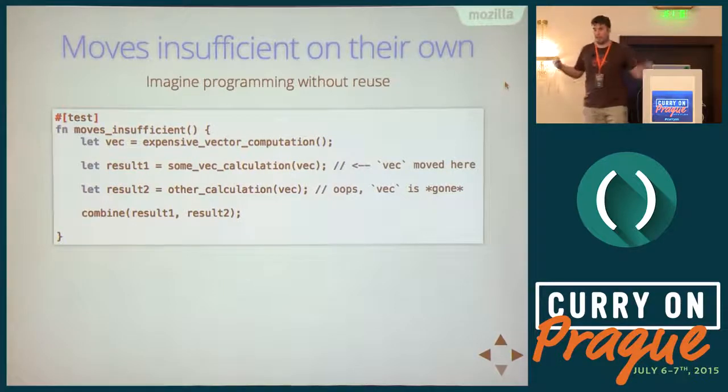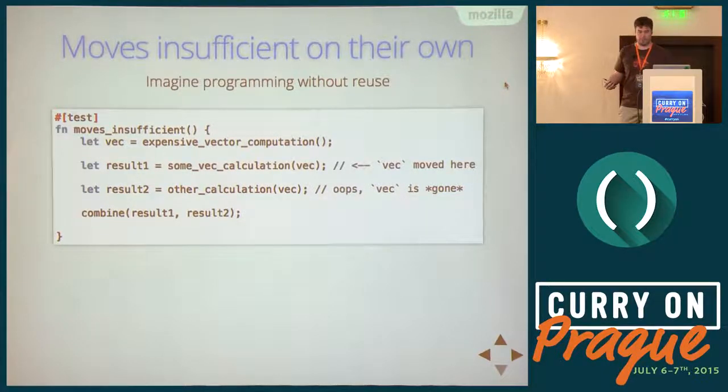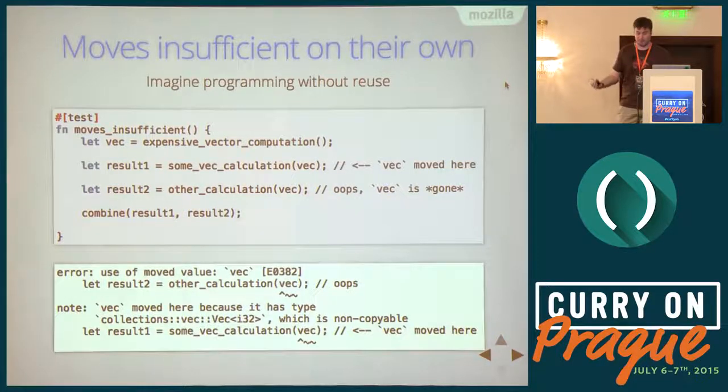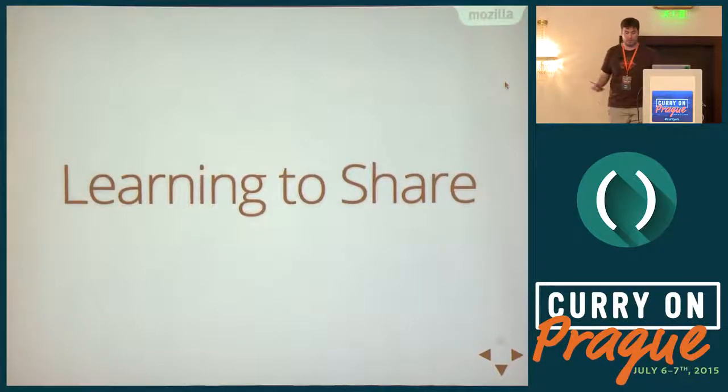The big problem here, of course, is that if you just had a language only with move semantics, it would be unusable. You can't just rely on move semantics because you need to reuse stuff from time to time. So this is where you need pointers. And the answer then is how do we bring pointers back?